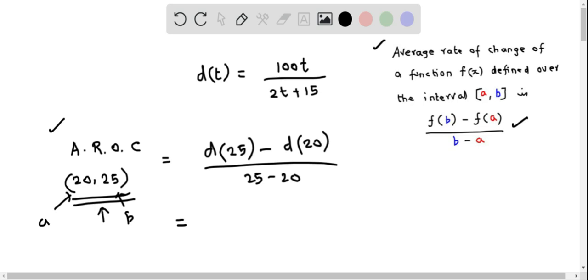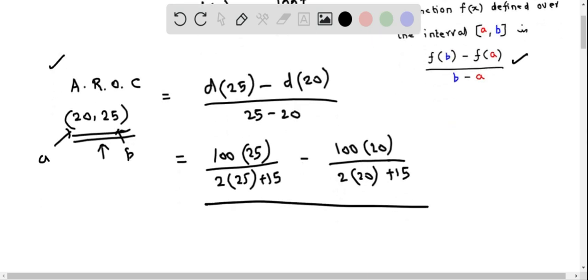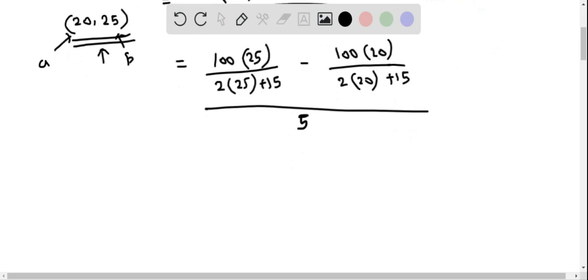We find d of 25 by replacing t by 25 in d of t. So we get 100 times 25 over 2 times 25 plus 15, minus 100 times 20 over 2 times 20 plus 15, which is d of 20, replacing t by 20. And this is over 25 minus 20, which is 5. So let's simplify and evaluate this.